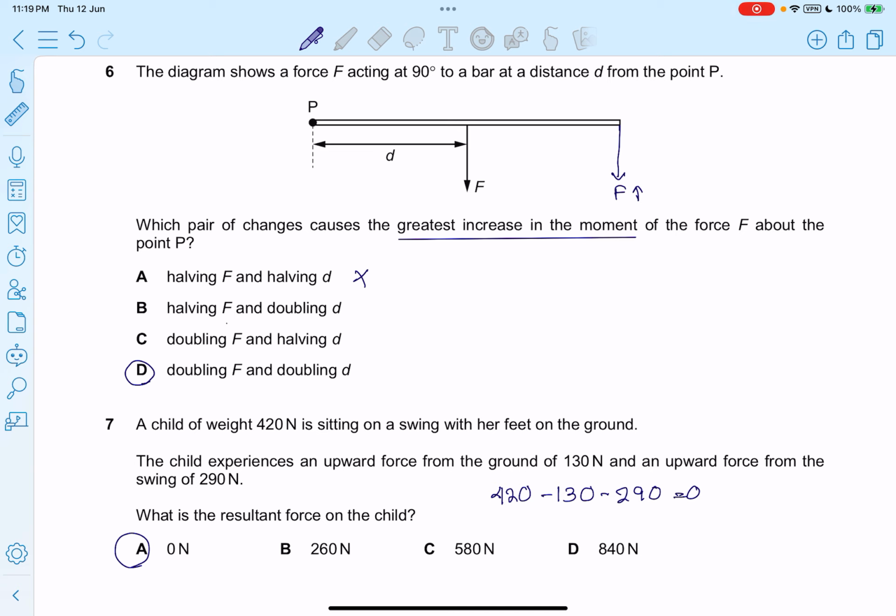B, halving F and doubling D. This would just cancel out, so this is also wrong. It would still give the same moment. C, doubling F and halving D, same thing as B. This is also wrong. Doubling F and doubling D, this is correct, so it's D.